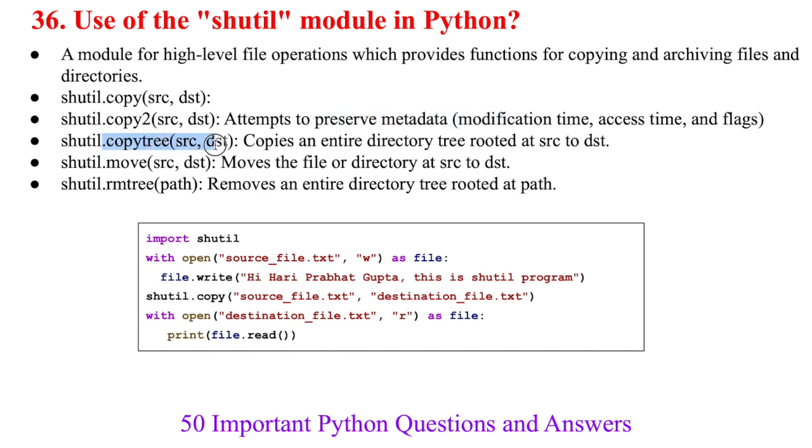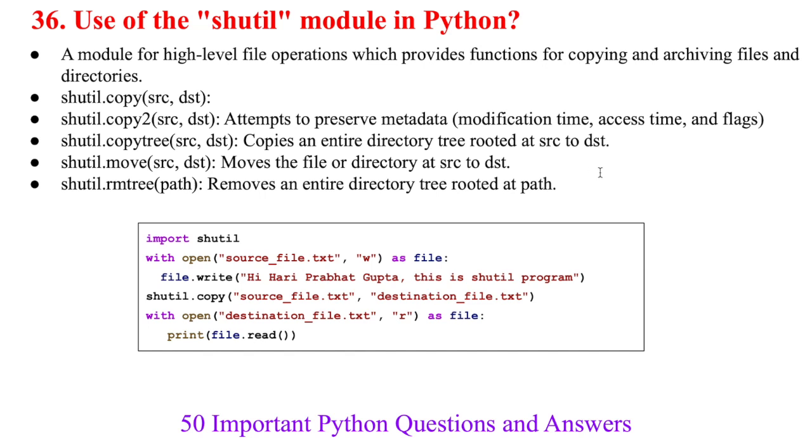Shutil.copytree(source, destination). This function copies an entire directory tree rooted at the source to the destination. It creates the destination directory if it does not exist, and recursively copies all the files and subdirectories under the source directory. Shutil.move(source, destination) moves the file or directory at source to the destination. If destination is an existing directory, source is moved into it. Otherwise, destination is treated as the new name of the file or directory.